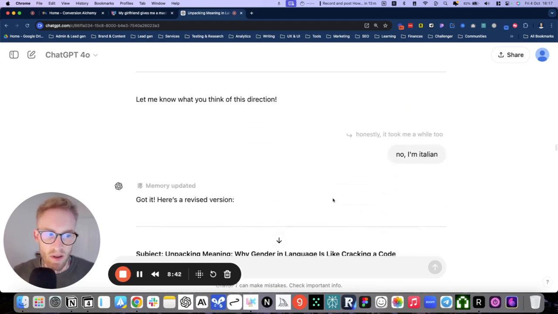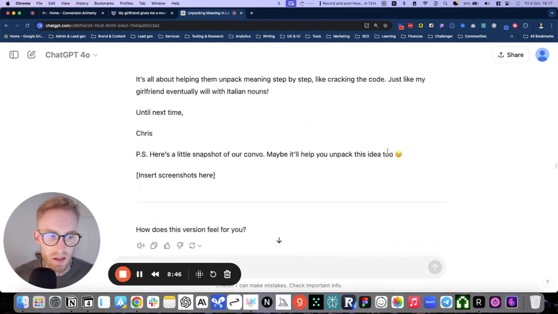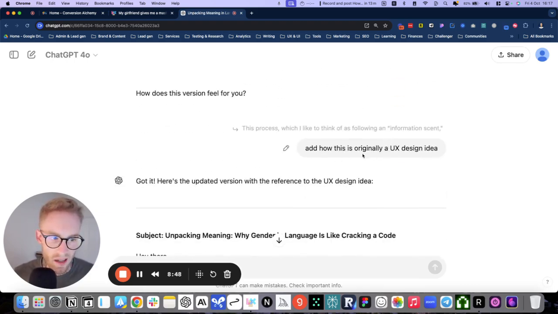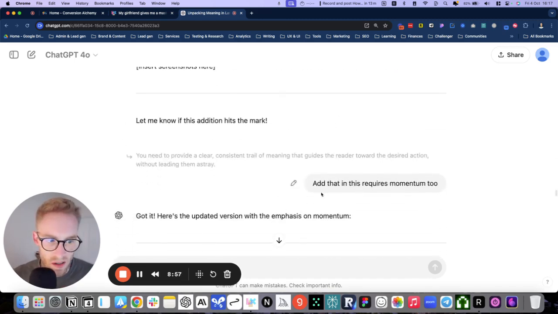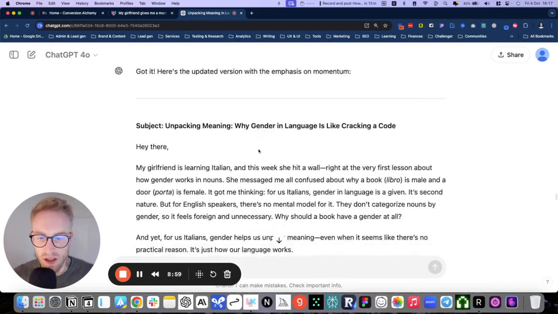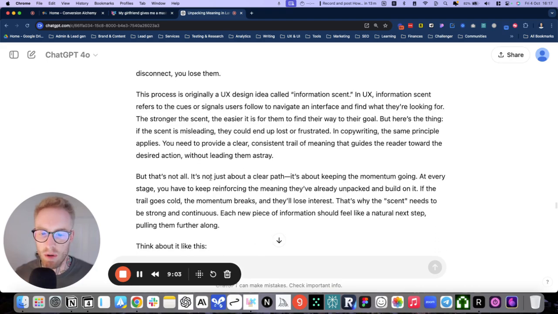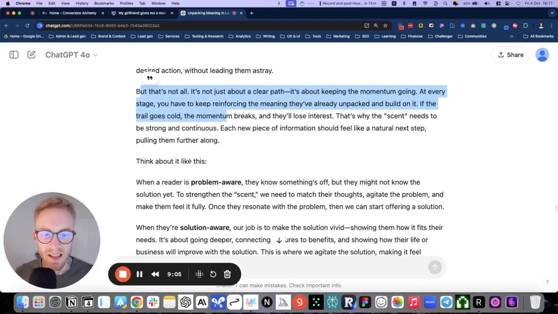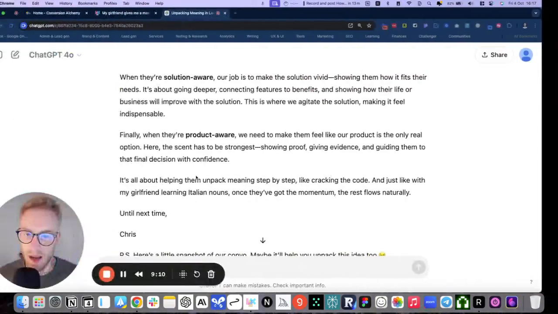I did a couple of other iterations here, specifying things. No, I'm Italian. Add how this is originally a UX idea. So you can see that you can quote pieces. What else? Add that this requires momentum too. So you can see a couple of iterations. Then I picked the final version, or different parts that I liked, and I added them to an empty document, right?